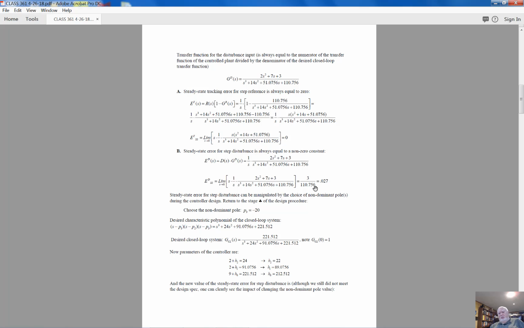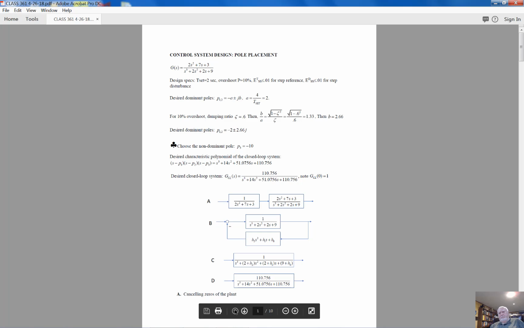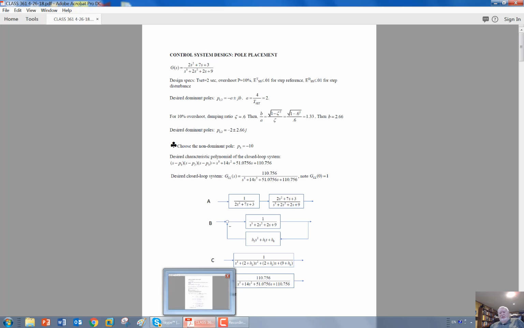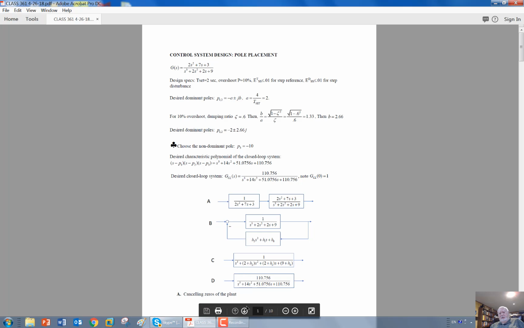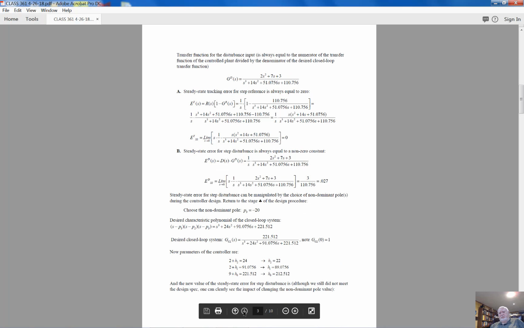And this is the moment when we should look at the design spec. And design spec calls for the error for step disturbance to be under 0.01, whatever units are. So our design failed in terms of the error for disturbance. What do we do in a situation like this?